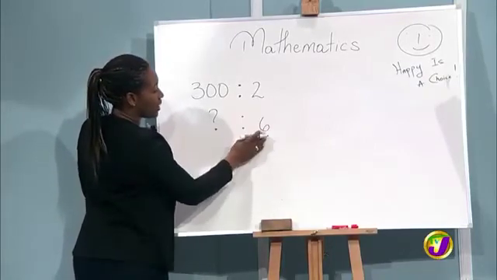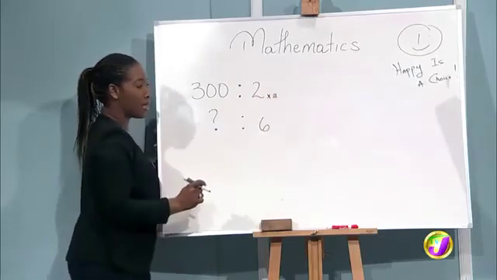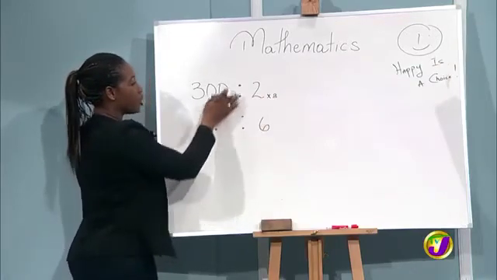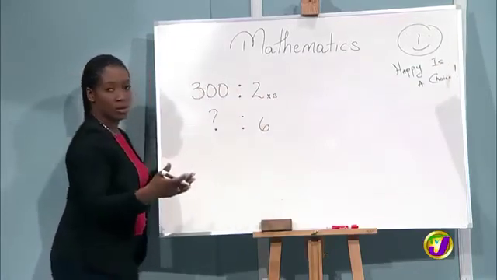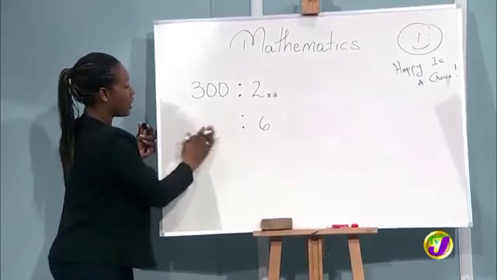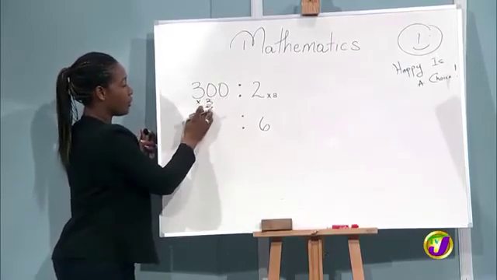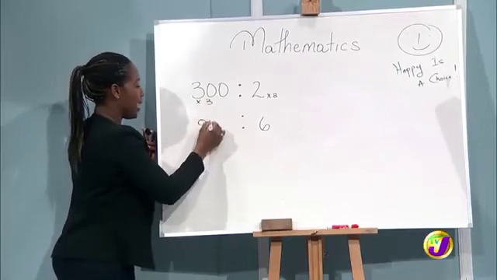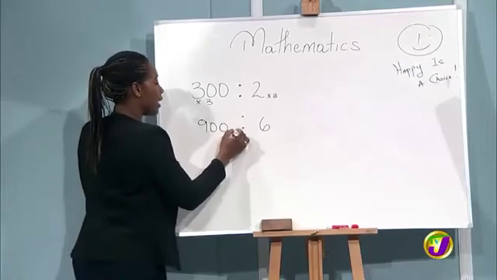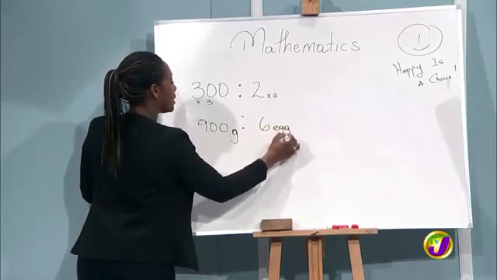2 divided into 6 goes 3 times. So that means if I multiply 2 by 3, I would get 6. So this is being times by 3. So this here has to also be increased by 3. So let's do that. So 300 multiplied by 3 is 900. So what we're saying, and I'm just going to put these in. So we have 900 grams to 6 eggs.